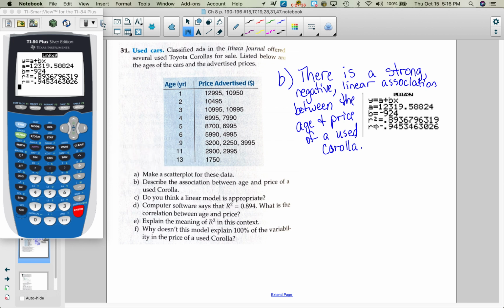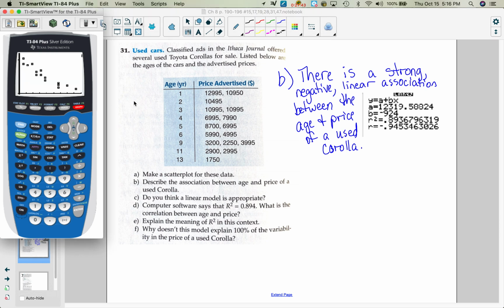So we have that. Now, do you think a linear model is appropriate? Well, looking at the scatter plot, yeah, it looked pretty good. So if we wanted to know more, we would have to look at the residual plot. And I'm going to go through the steps again for that.